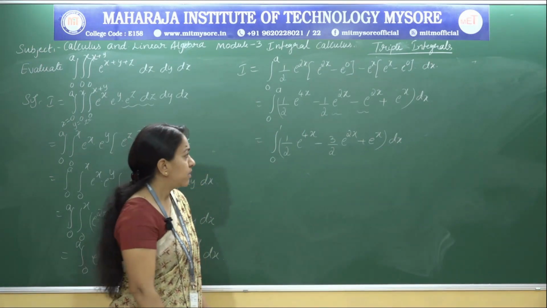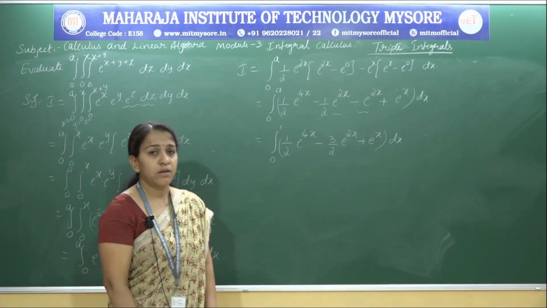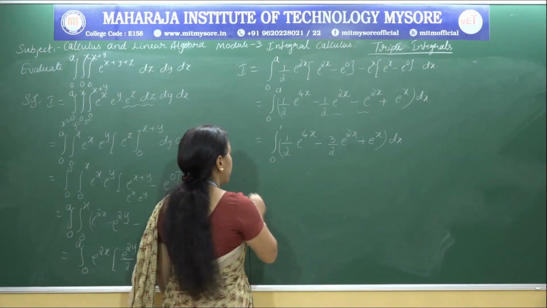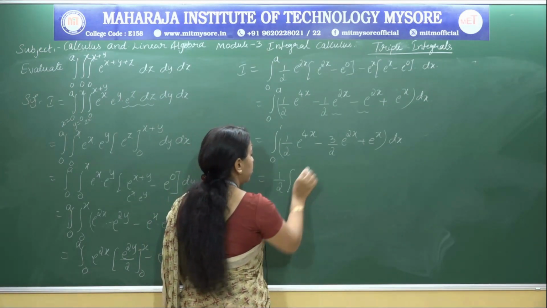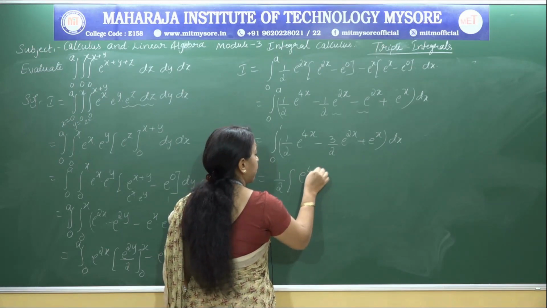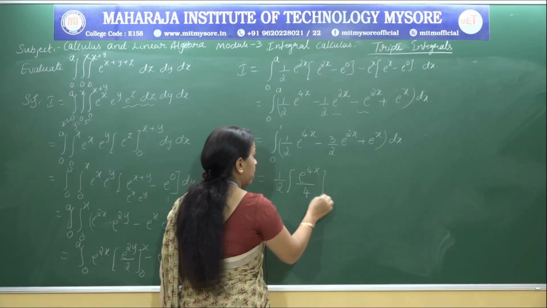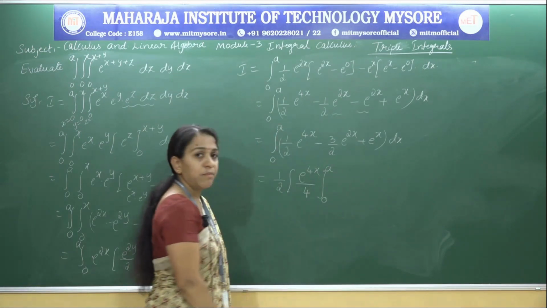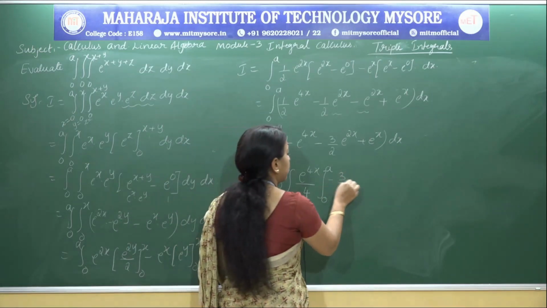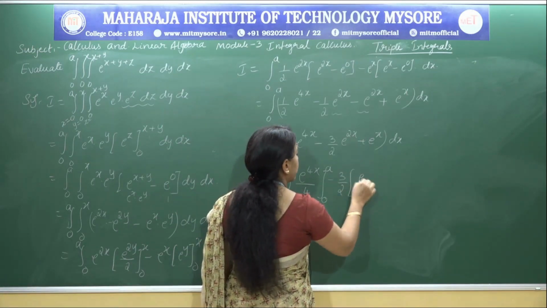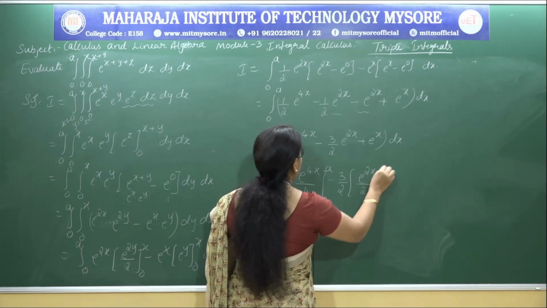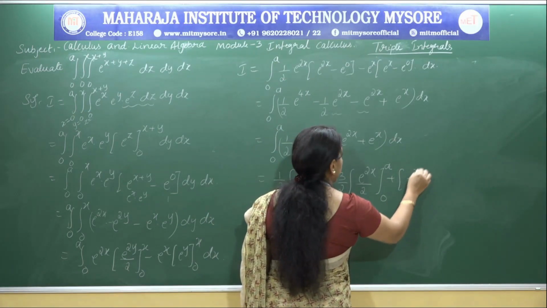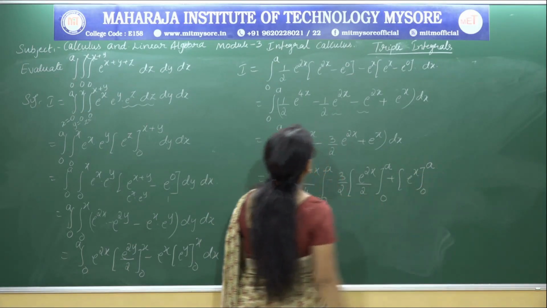Now integrate with respect to x. Of course, we remain with all the terms as x variables, right? Only we have x functions. Okay. So now integrate with respect to x. 1 by 2 into e power 4x is e power 4x by 4 between the limit 0 to a. Okay. And minus 3 by 2 times of integral of e power 2x is e power 2x by 2 between the limit 0 to a plus e power x, integration of e power x between the limit 0 to a.